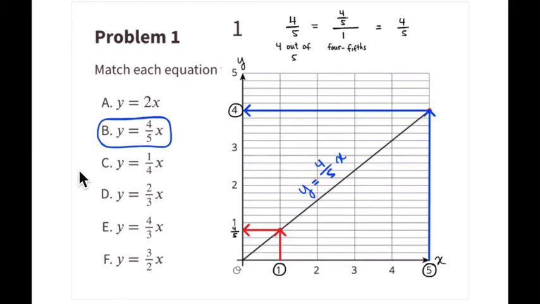So let's look at this again. This is how it's given to you in your workbook. So here's graph number 1. Graph number 1 matches equation B. So it's 4 out of 5. So this is 4.